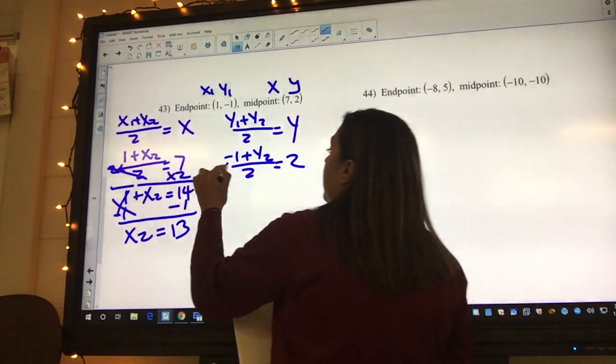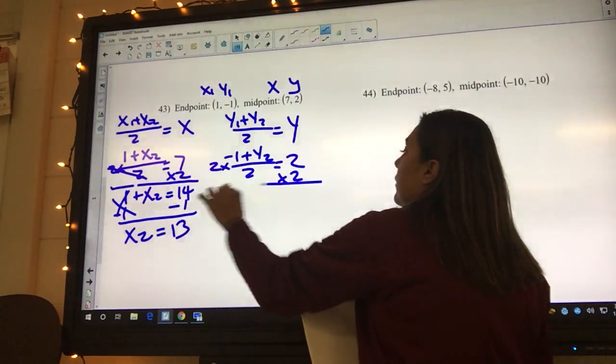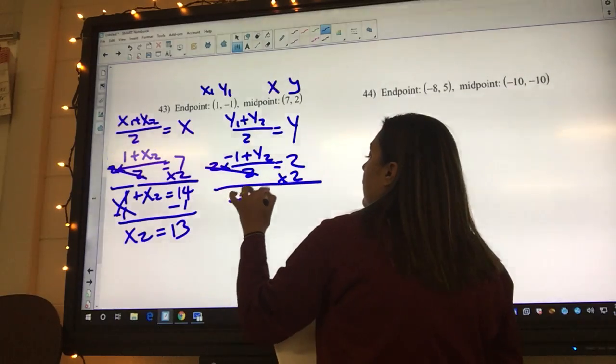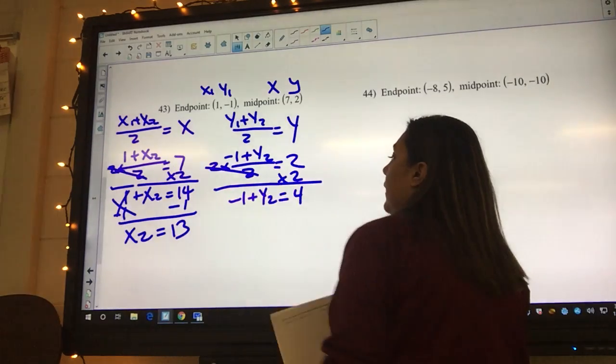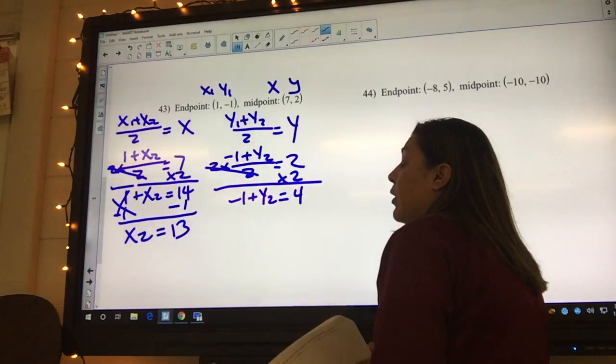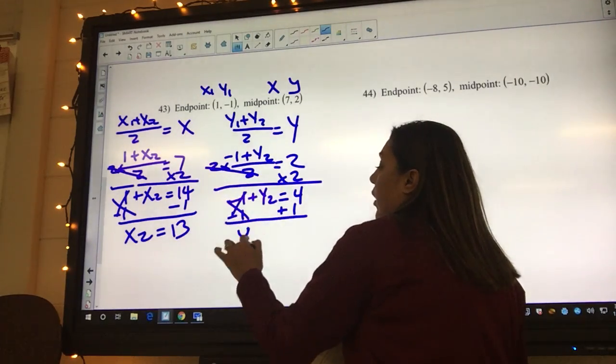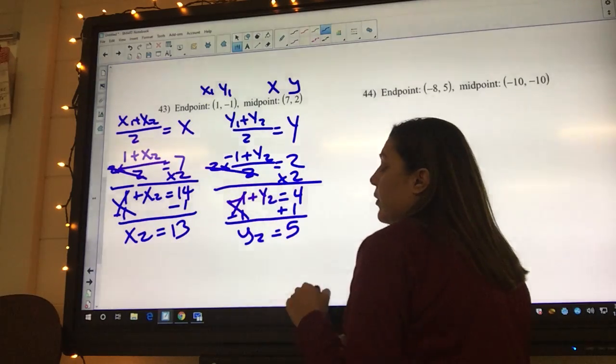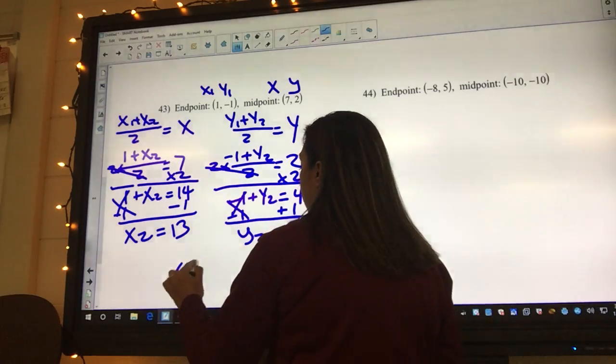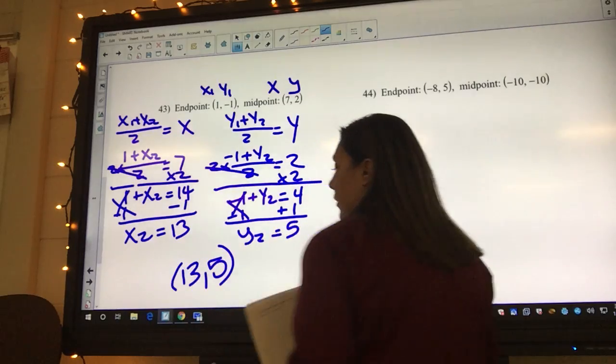Okay, and on this side, I got to multiply by 2, multiply by 2. So I got 2 times 2, that gave me 4, and then we're going to add 1 to both sides. So y sub 2 equals 5. And then my last step is to put these in coordinates, so 13, 5.